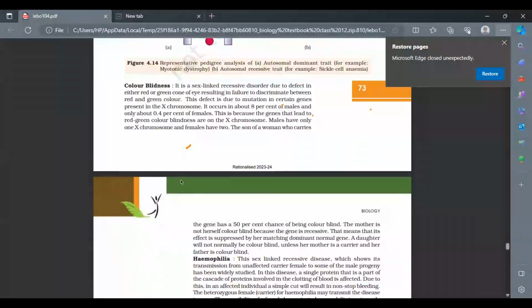Number one thing is that color blindness is a sex-linked recessive disorder. Very important, okay? It's a recessive disorder, but it's a sex-linked recessive disorder. What happens during this disorder? A person is not able to distinguish between a red and a green color. Other colors he is going to see perfectly. But when we show him a green color or a red color, then he gets confused whether it's a green or a red color, okay? So color blindness is a difficulty to discriminate between a red and a green color, okay?